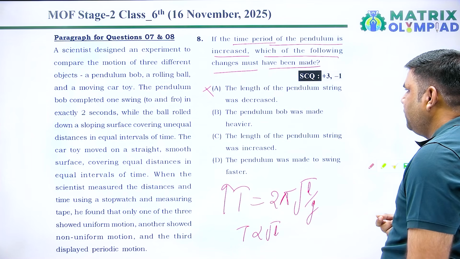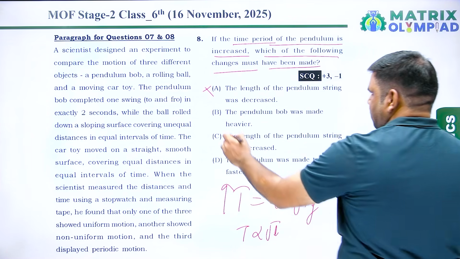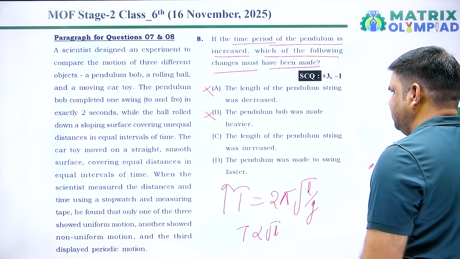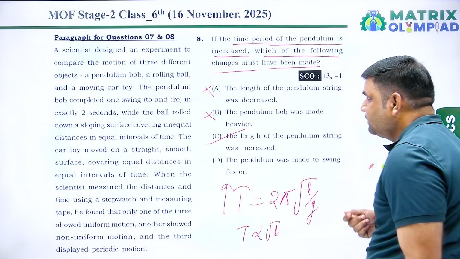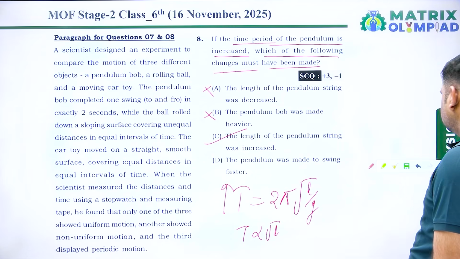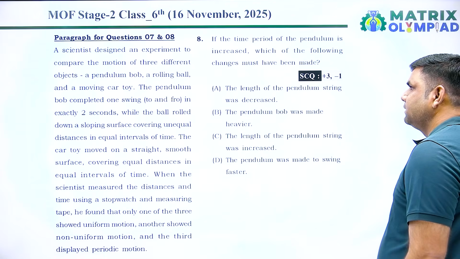Option B: the pendulum bob was made heavier. No, this is also incorrect. The length of the pendulum increased, yes. So C will be the correct answer for question number 8. Let's move to the next question.